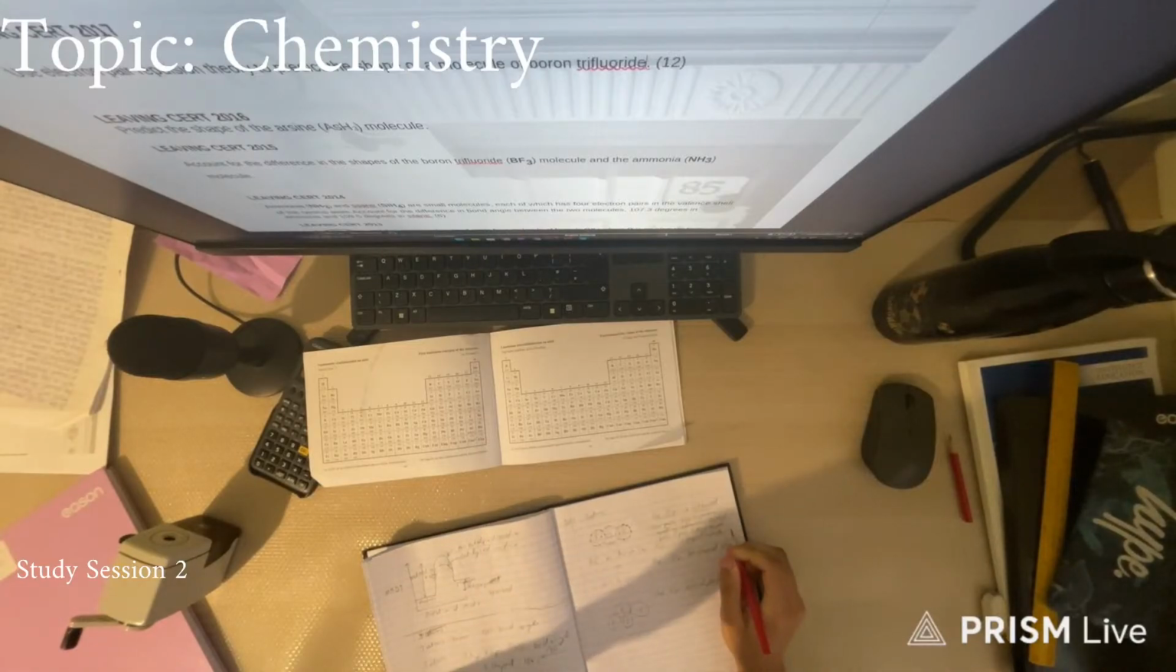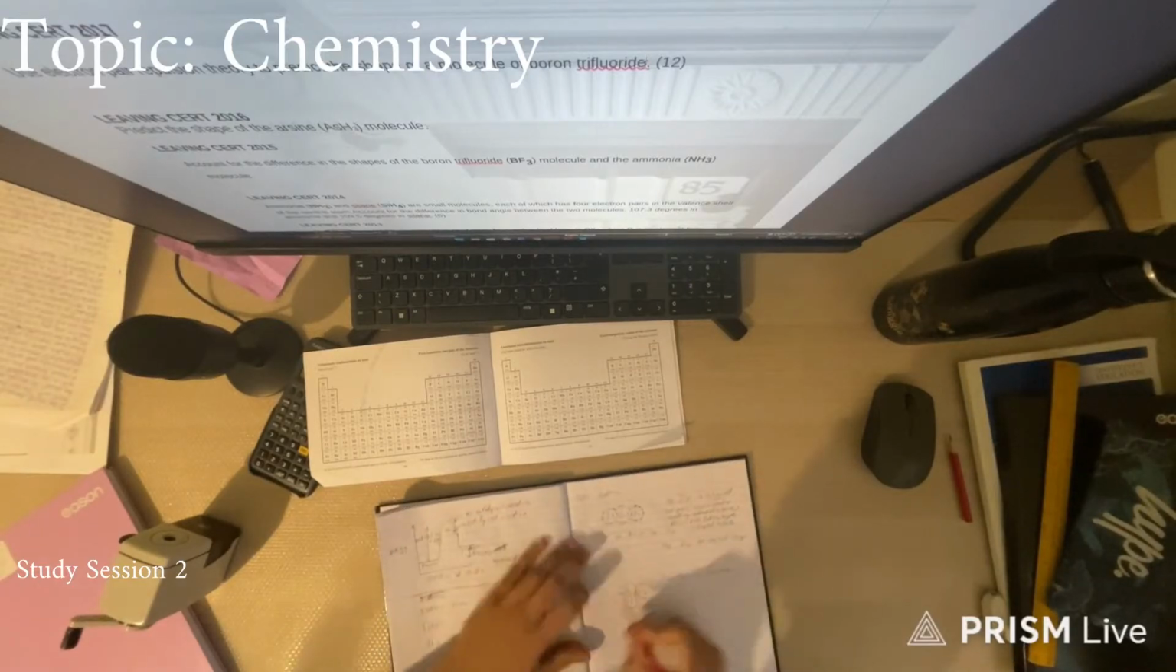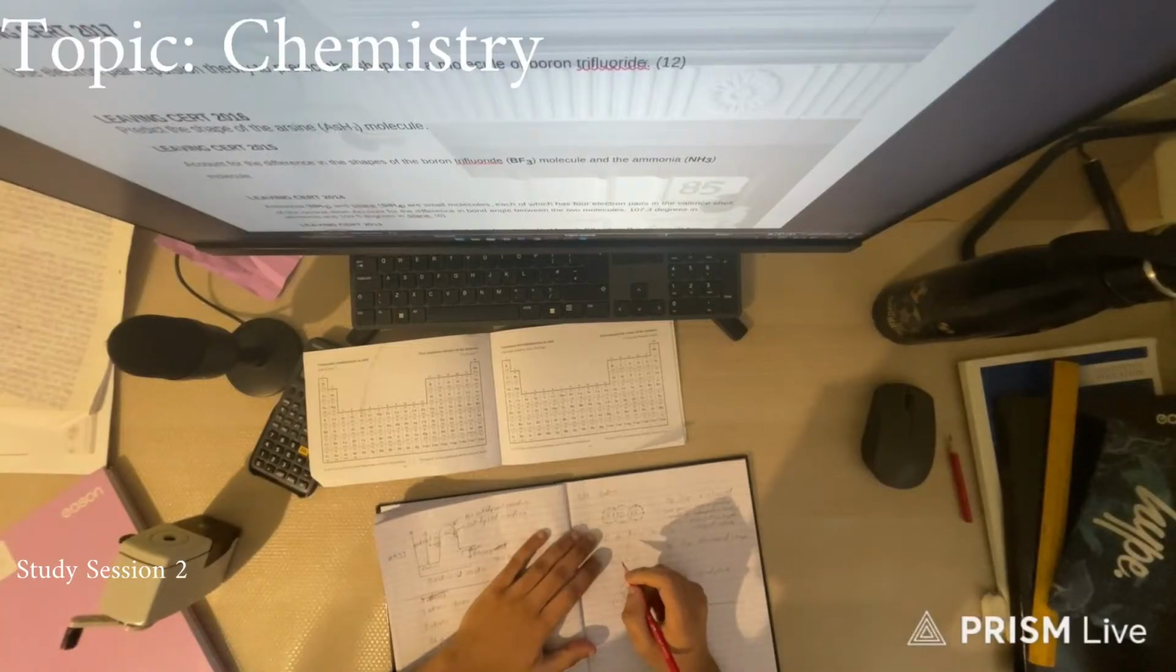Now it says to predict the shape of the AsH3 molecule. AsH3, so As has how many? As has 5.